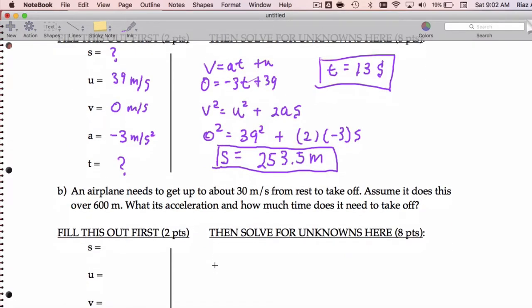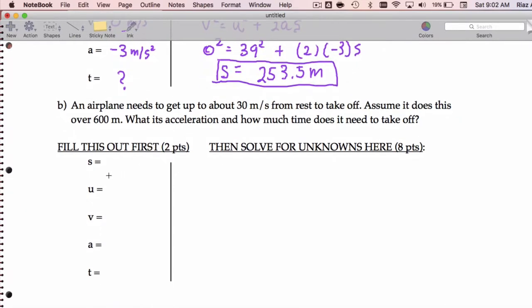And then for part B, we have an airplane that needs to get up to about 30 meters per second from rest to take off. We're assuming it does this over 600 meters. So it starts at rest, needs to get up to the speed, covers this distance or displacement. Those terms are going to be identical here because we're moving in a straight line and we're not changing direction. A is unknown and T is unknown.